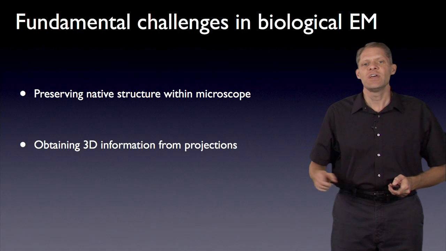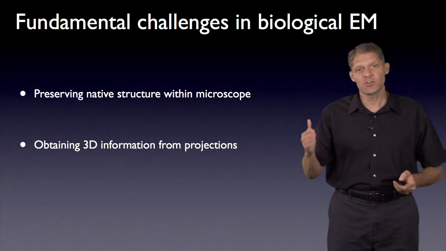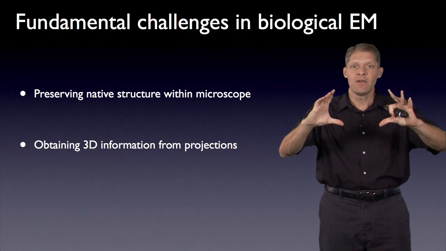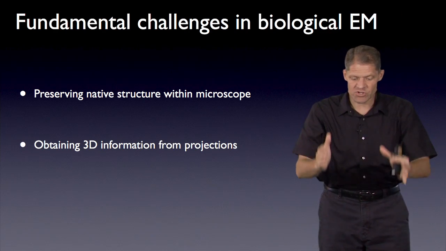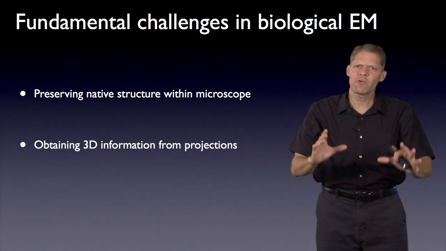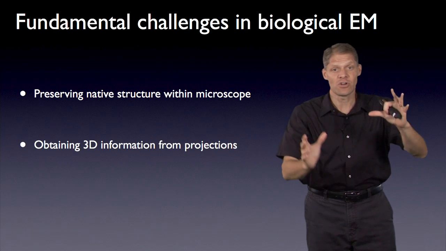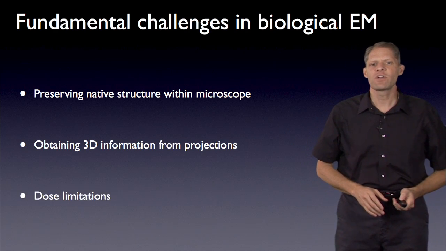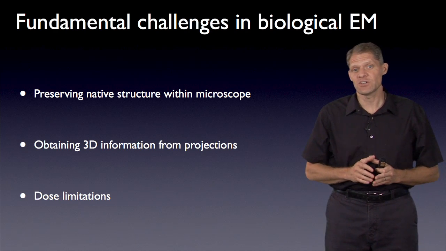The next challenge is, how do we obtain three-dimensional information from projections? We may have a cell, but the electron microscope delivers a projection through it. So how are we going to obtain the three-dimensional images that we need? And finally, how do we overcome the dose limitations?